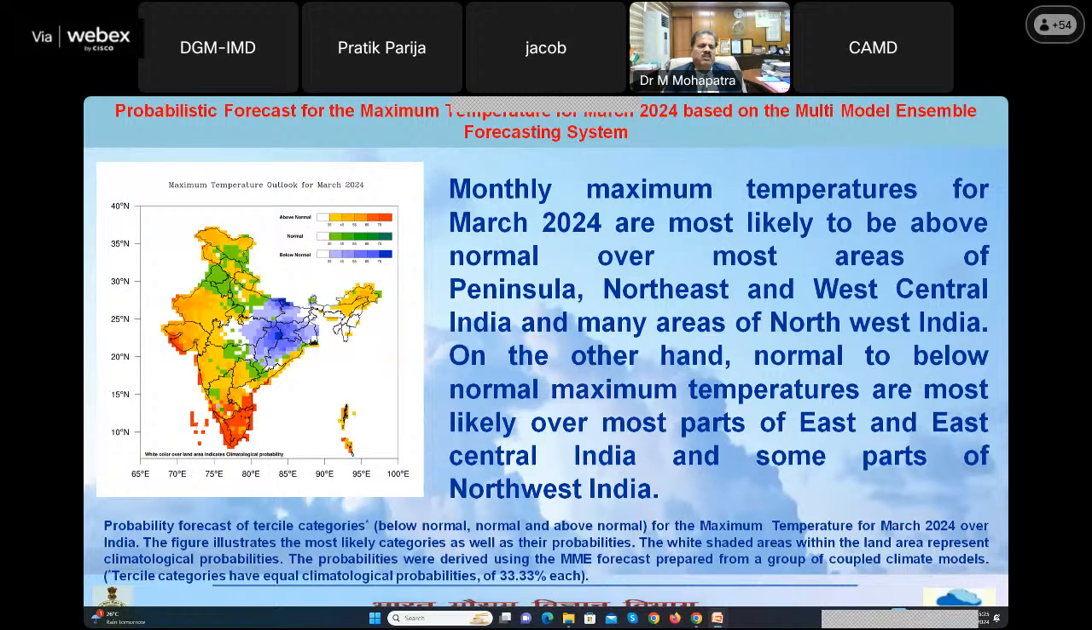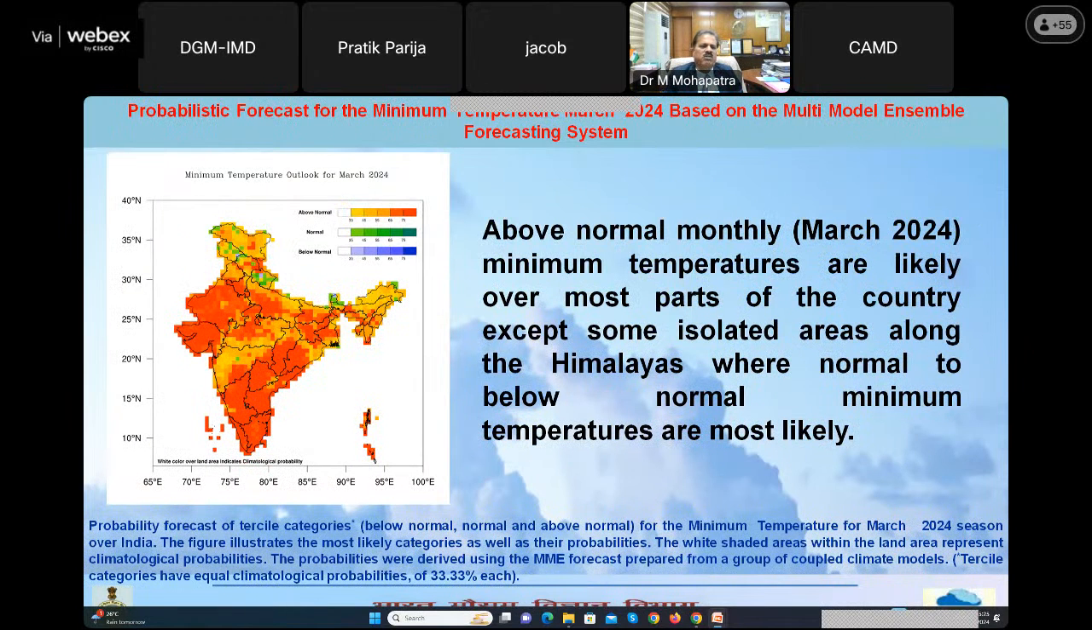So that means over the northwest, central, and eastern India, the possibility of heatwave conditions will be less in the month of March. We'll see the heatwave probability forecast also. Now, this is the minimum temperature outlook. Minimum temperature will be above normal, and especially over the South Peninsular India and adjoining East Central India and West Central India. You have got red color. That probability is quite high that minimum temperature will be above normal.